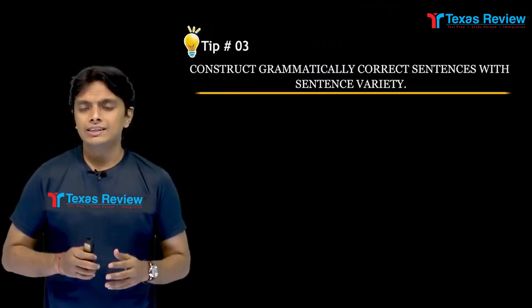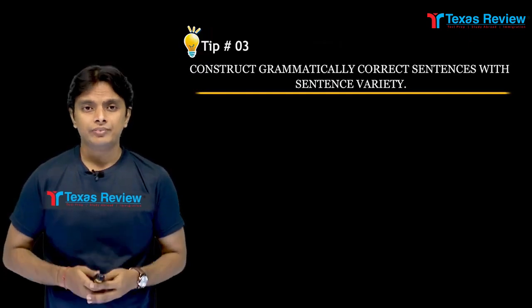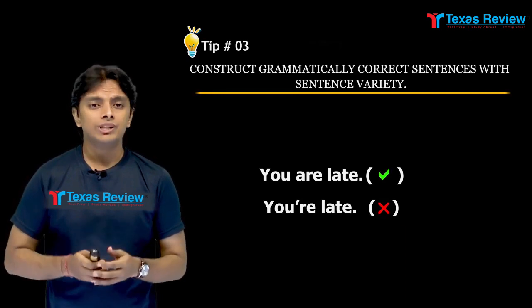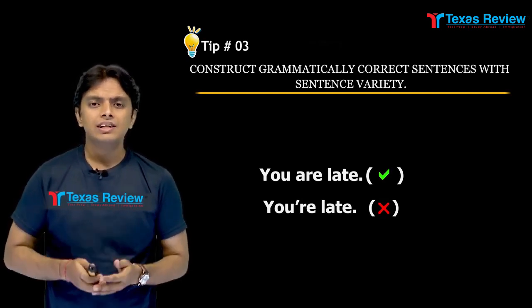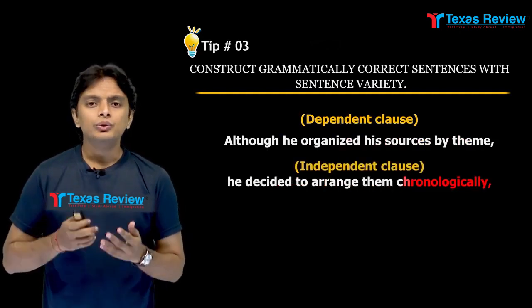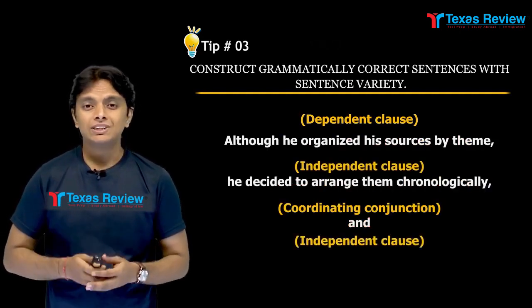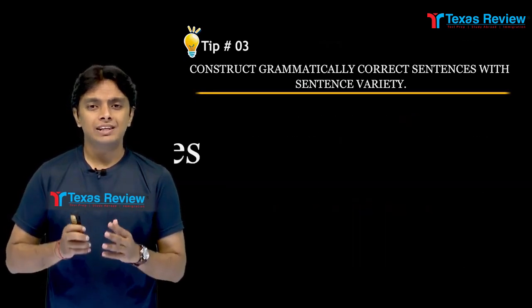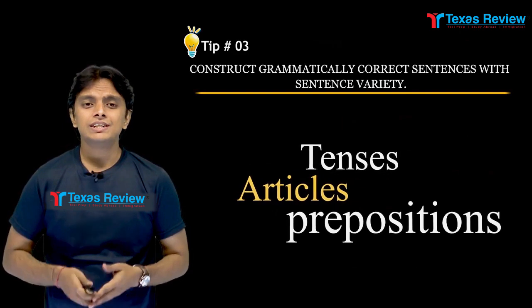Tip number 3. Construct grammatically correct sentences with sentence variety. In the writing module, grammatically correct sentences play a very crucial role. In IELTS, the sentences should be grammatically correct along with a range of sentence types. You need to include complex and compound sentences for a better score. Also ensure that you use the appropriate tenses, articles, prepositions and other grammatical features.